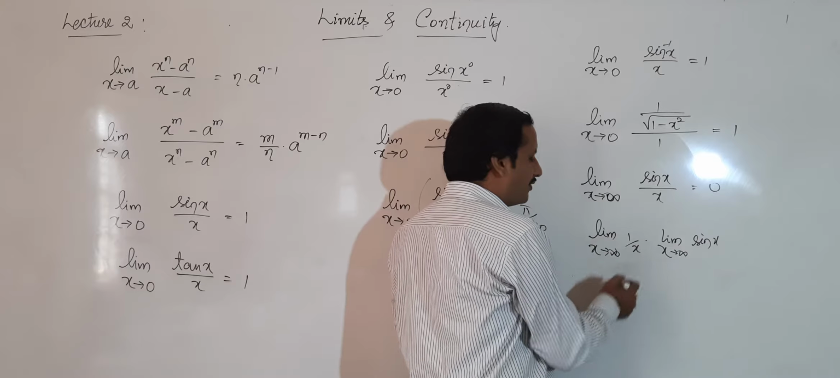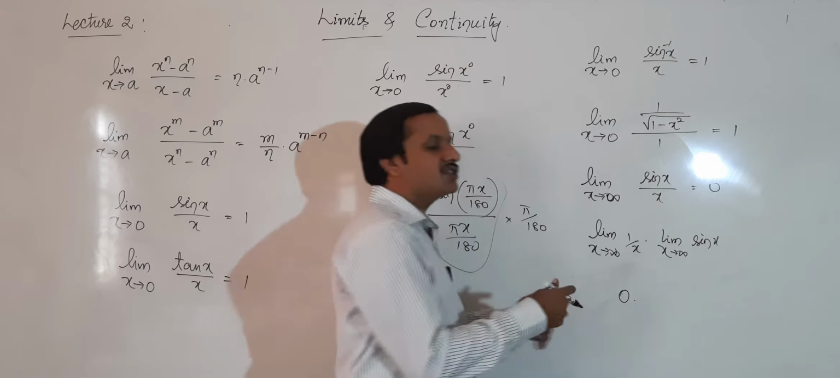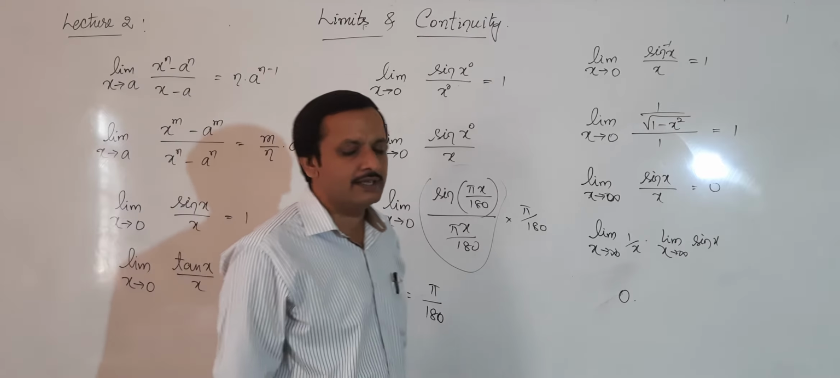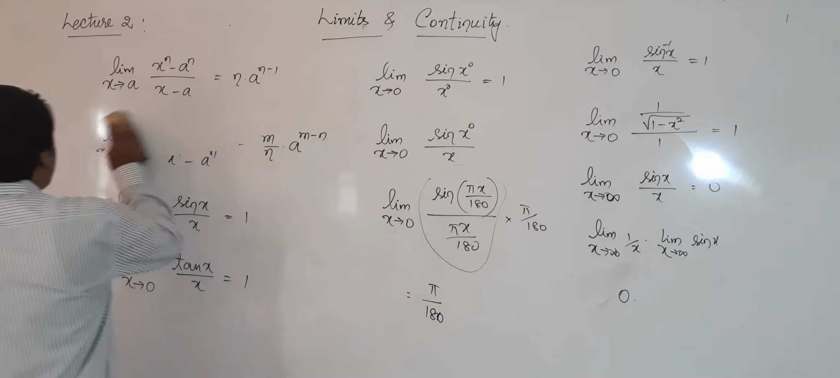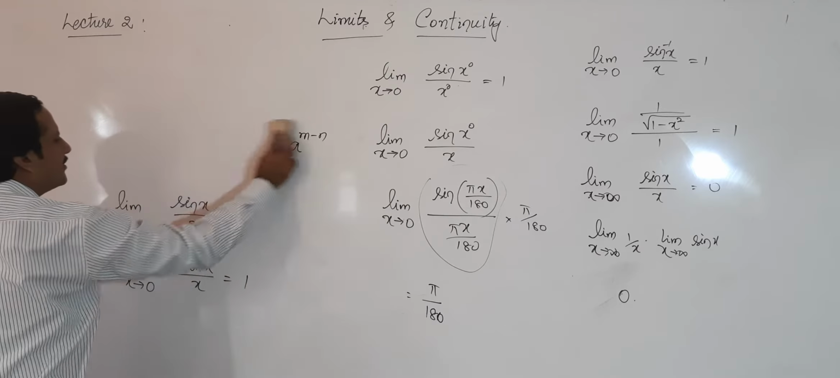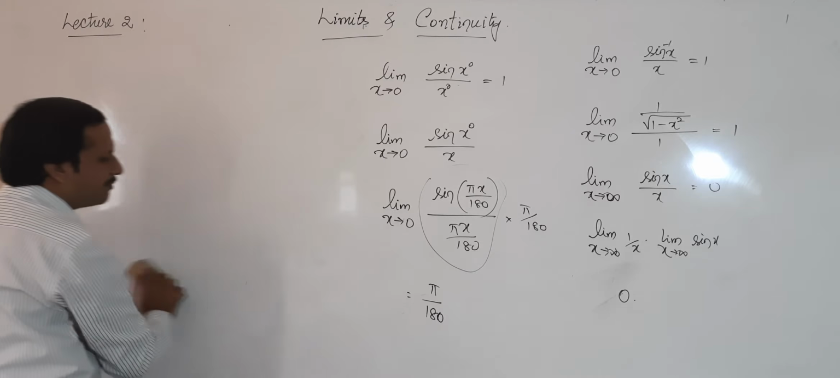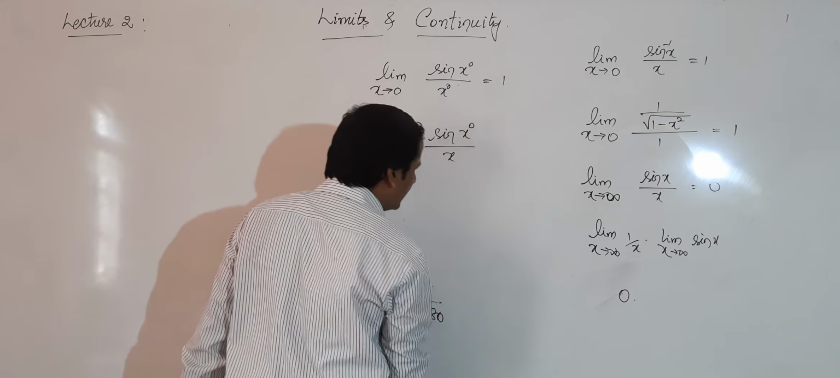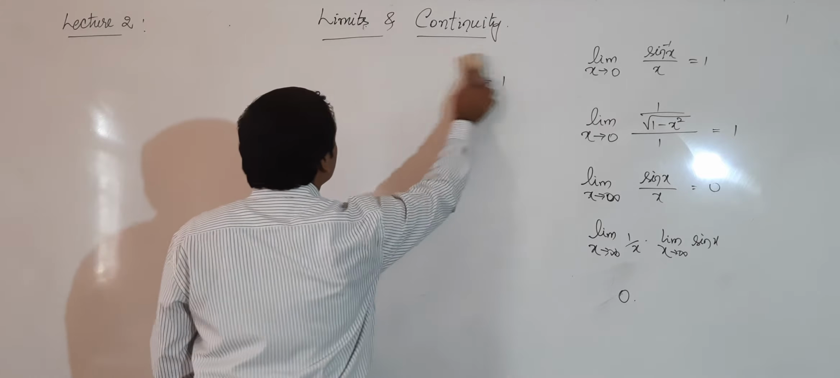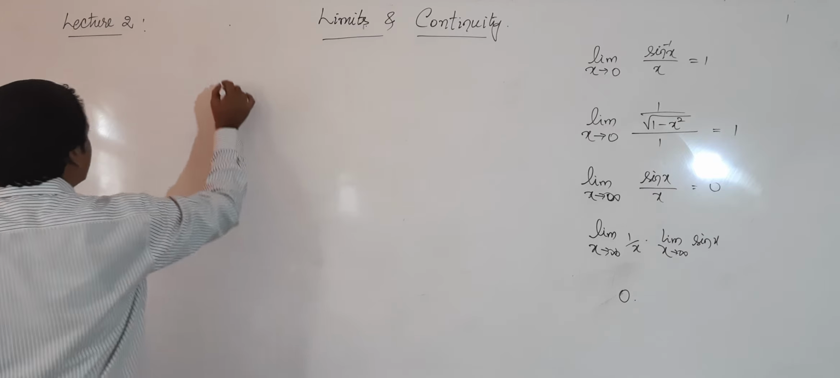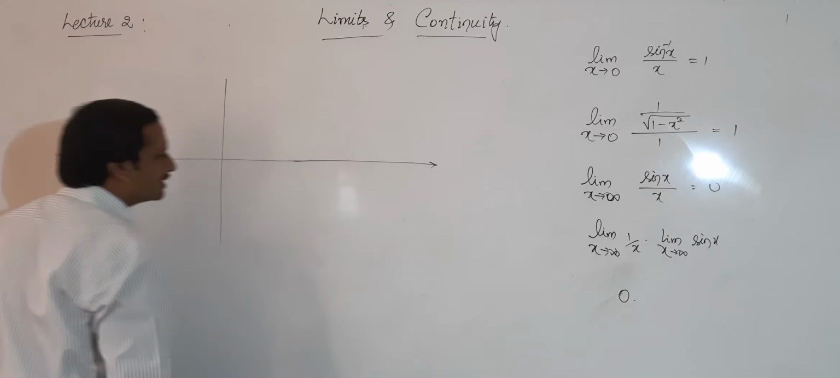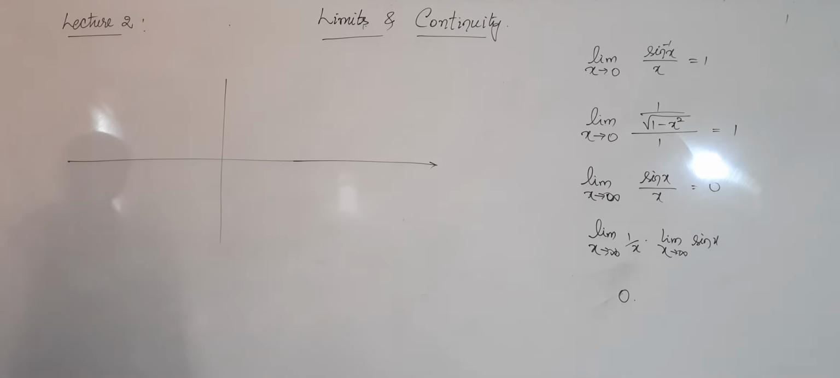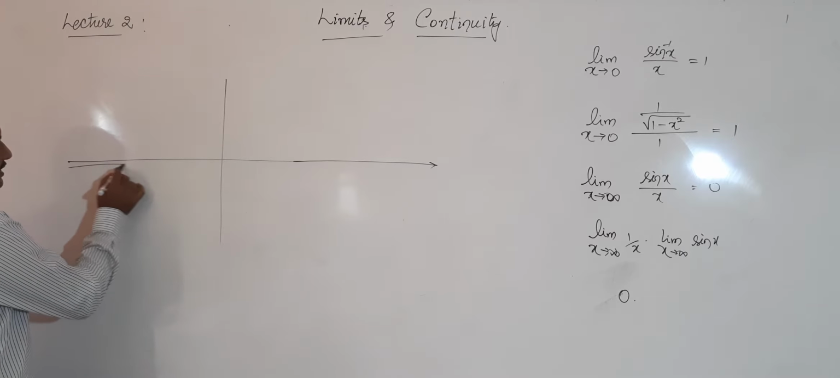So limit extends to infinity, 1 by x becomes 0, and limit extends to infinity sin x. What happens to sin x? As we know, the graph of sin x, I'll explain both the graph of 1 by x as well as the graph of sin x, and let's see what happens when x tends to infinity. First, let's have a look at the graph of 1 by x. So the graph looks like this.